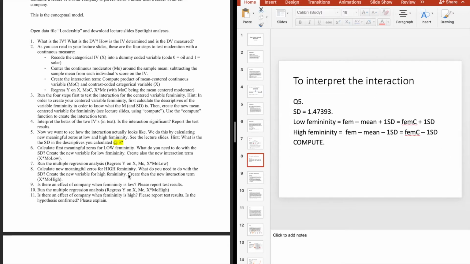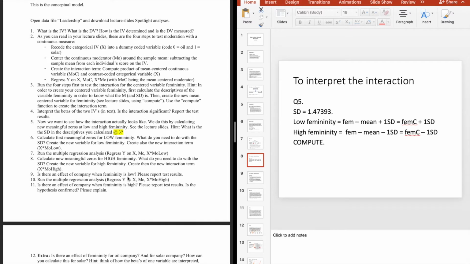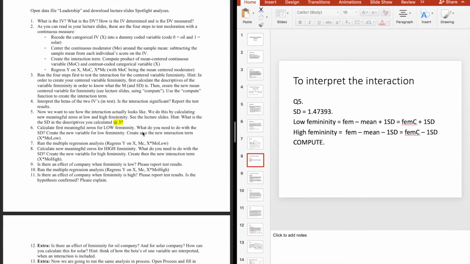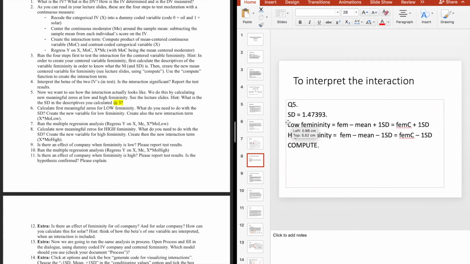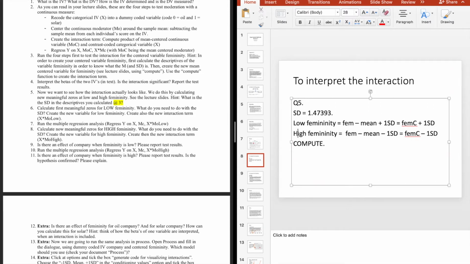Okay, let's take a look at question 5. Now we want to see how the interaction actually looks like. So we focus on interpretation of the interaction first. We do this by calculating new meaningful zeros and low and high femininity. So basically, now we need to compute the low level of femininity and high level of femininity. And normally for a spotlight analysis, we take 1 SD below the mean and 1 SD above the mean.